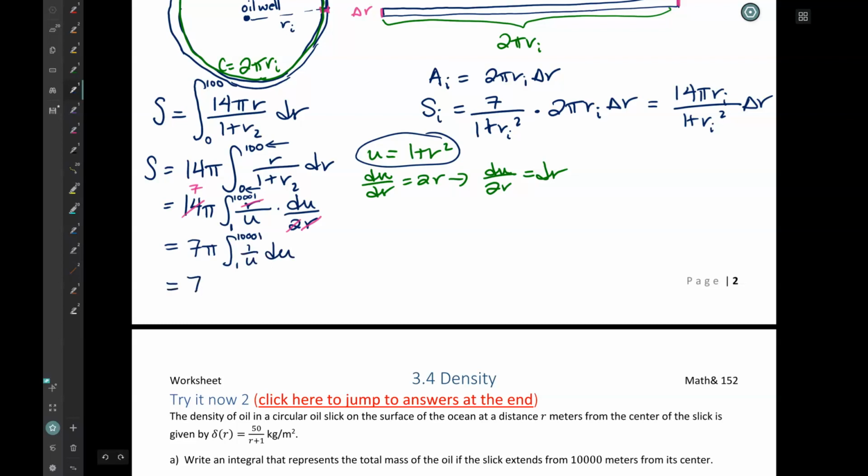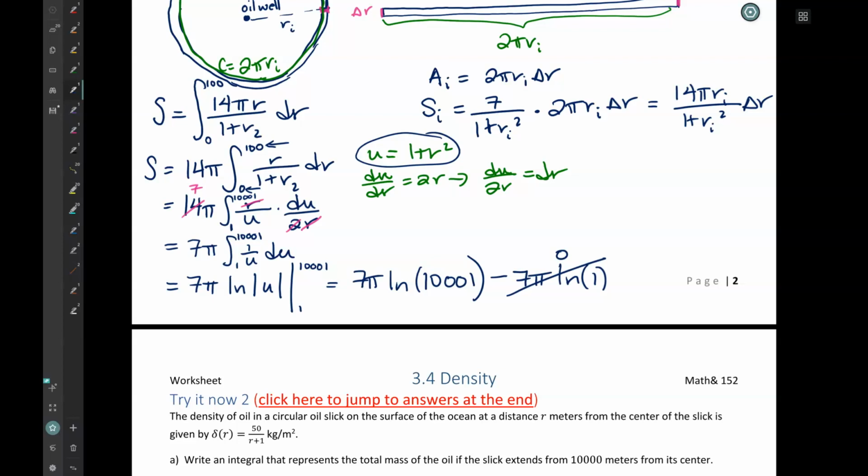And that will be 7 pi times the natural log of the absolute value of u. And then I want to evaluate that from 1 to 10,001. So I'm going to get 7 pi times the natural log of 10,001 minus 7 pi times the natural log of 1. Natural log of 1 is 0, so that's actually all gone.